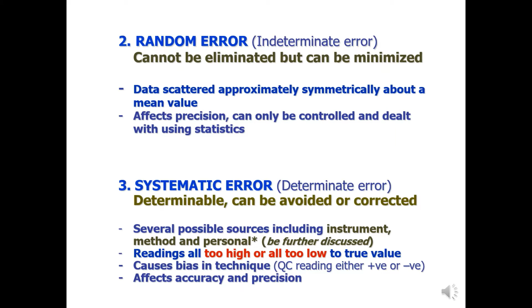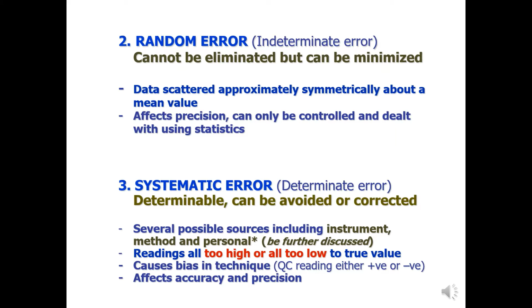Okay, and the third one is what we call systematic error, which can be determined, and once you know what type of error and what causes it, it can be avoided or corrected. There may be several sources that contribute to that error. It may be from your instrument, from a step in the method that you are using, and also from your personnel, the staff that is running the sample. This is so important that we will further discuss it in the next slide.